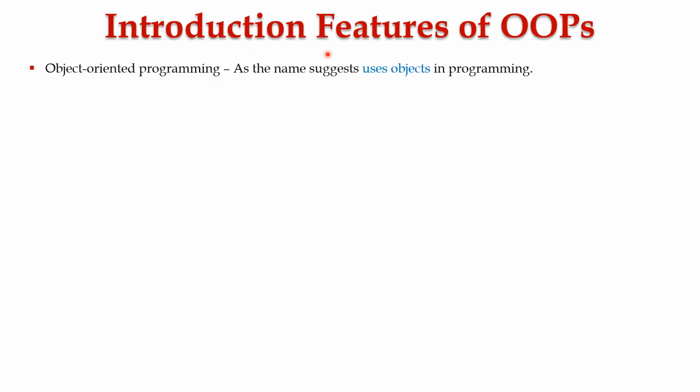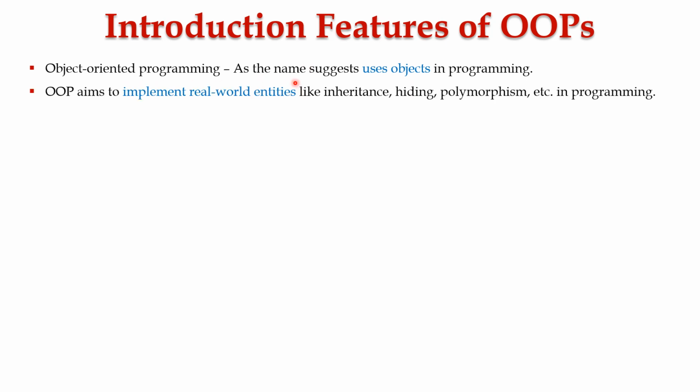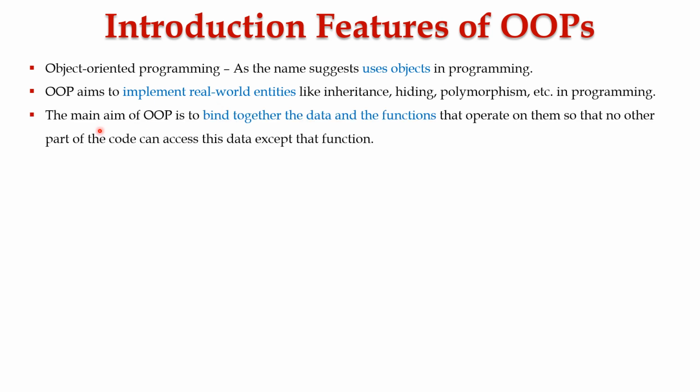As a part of introduction, we all know that object-oriented programming, as the name suggests, uses objects. Object-oriented programming mainly aims to implement real-world entities like inheritance, hiding, polymorphism, and encapsulation, and so on. The main aim of object-oriented programming is to bind together the data and the functions that operate on them so that no other part of the code can access this data except that function.